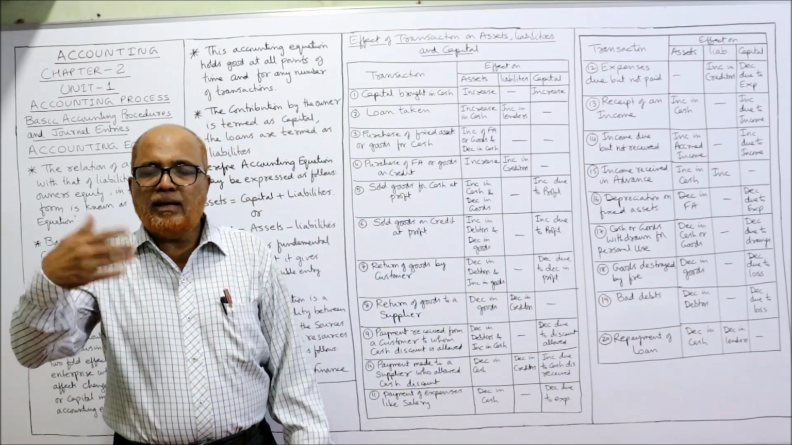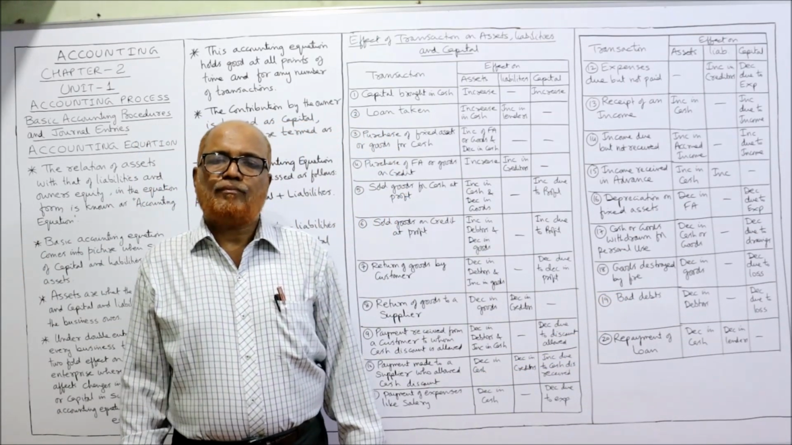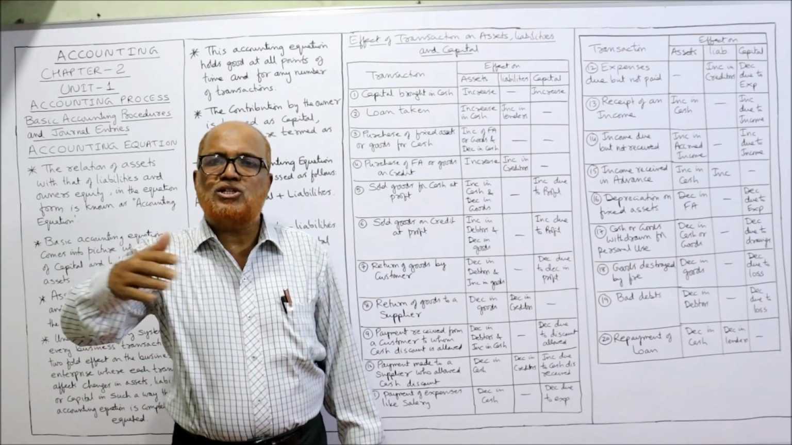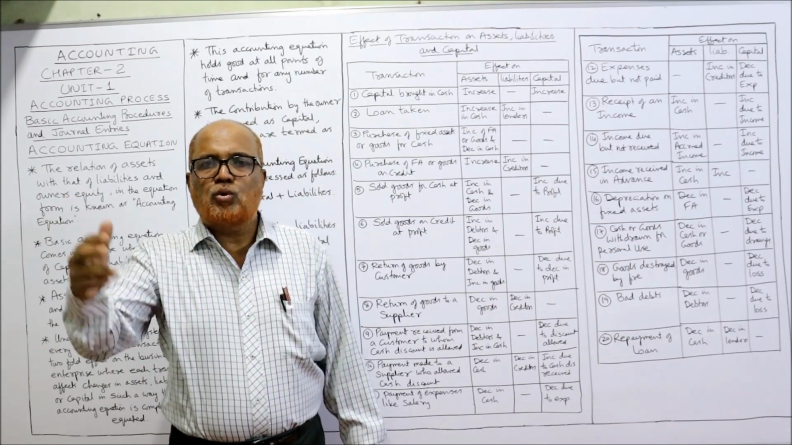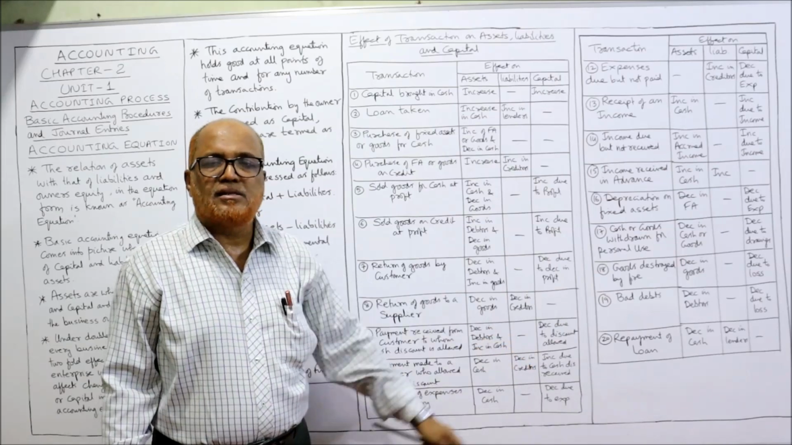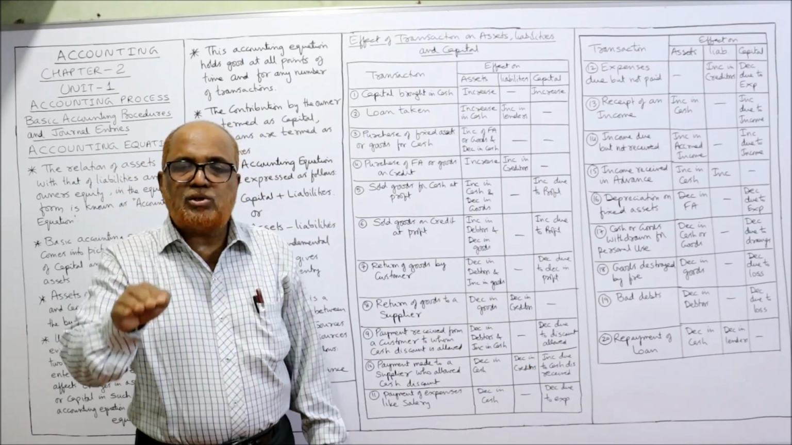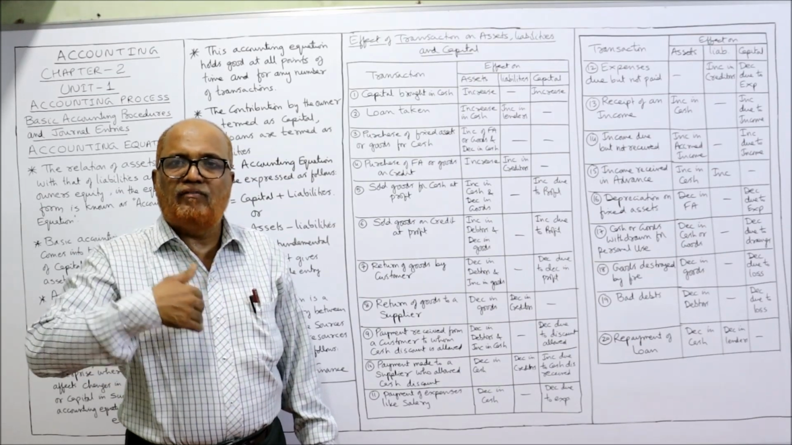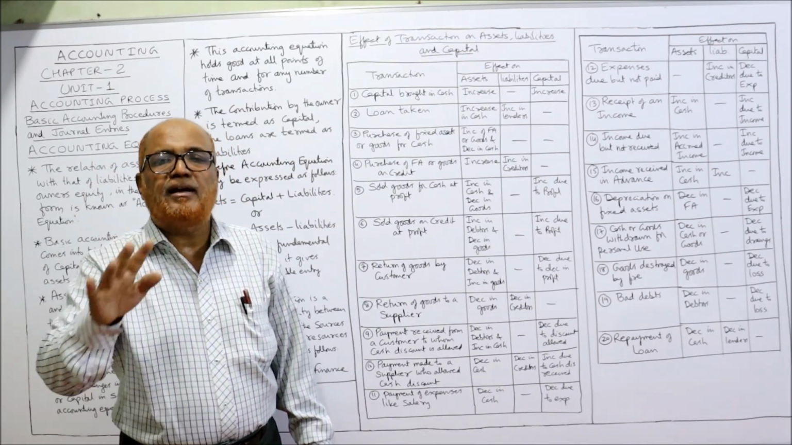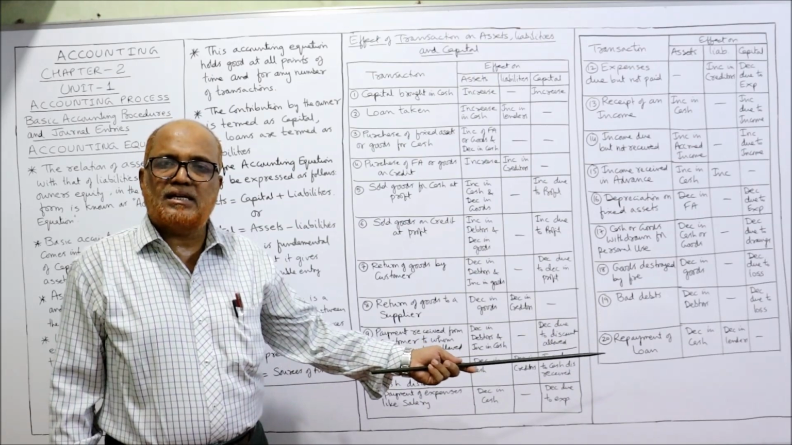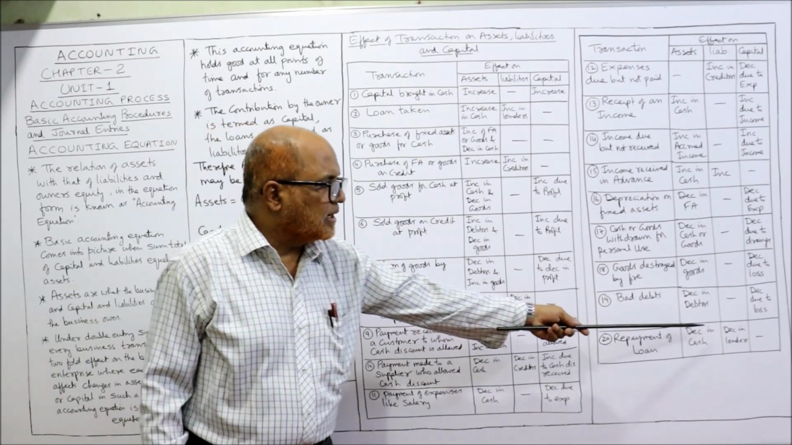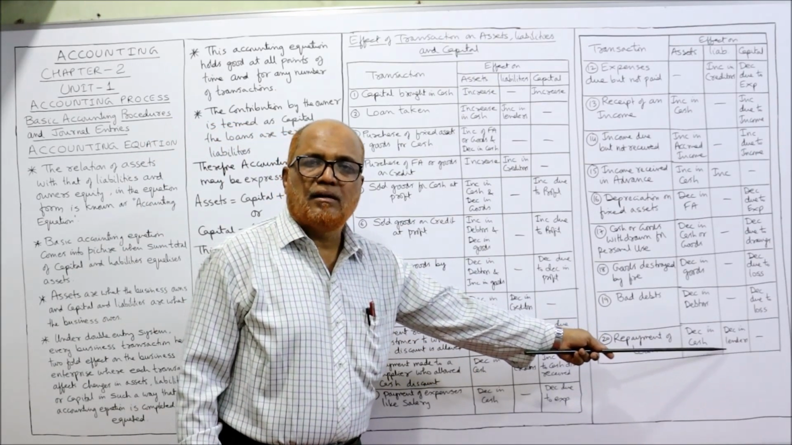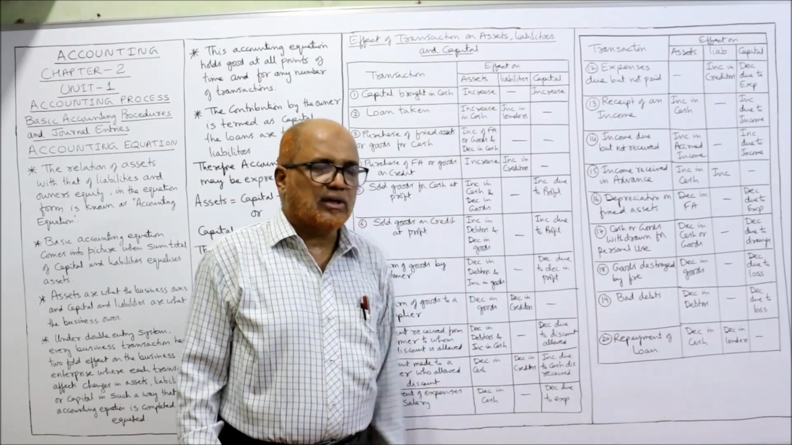Last one, repayment of loan. When loan is repaid, cash is going out. When cash goes out, assets will decrease. Similarly, the liability will also decrease. Because earlier there was a loan, a liability. When we repay the loan, the liability will get decreased. So assets decrease and liability will also decrease. Lender's balance will decrease. No effect on capital.